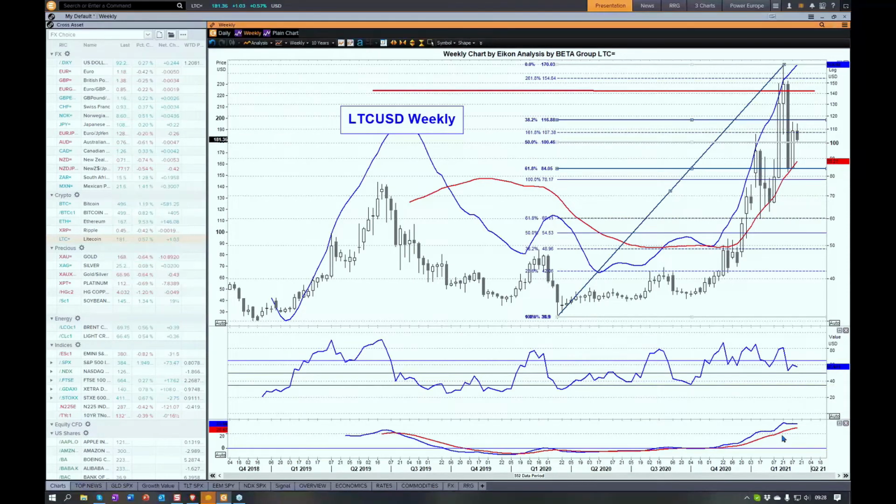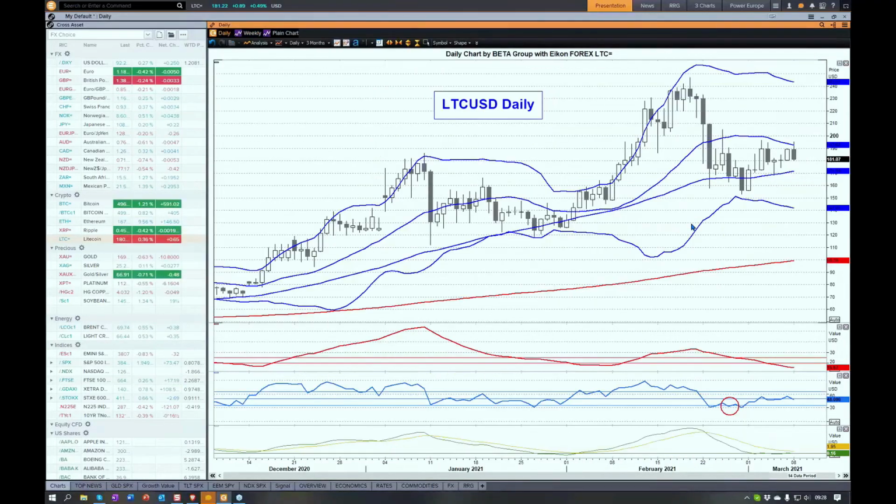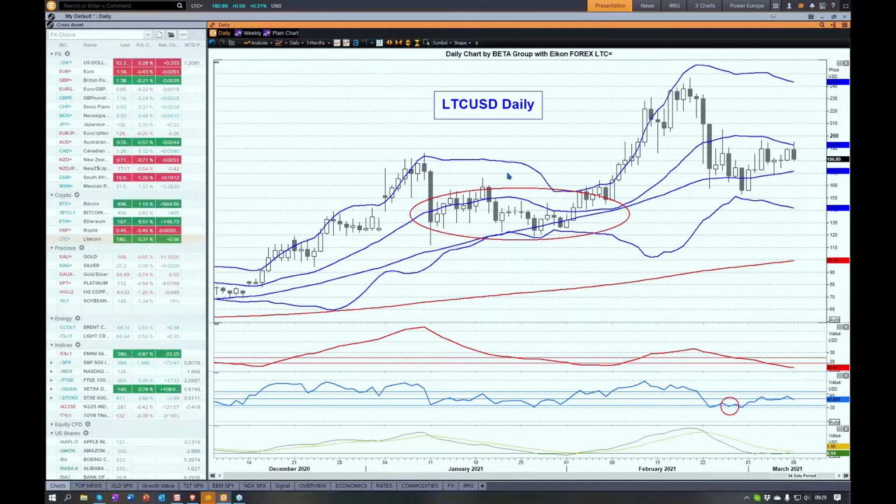The MACD remains bullish. The weekly MACD remains bullish. So despite this savage sell-off here, the longer term picture remains very strong. Here is the pullback, that savage pullback into this consolidation here, which deserves a cigar. Should have had one already here.